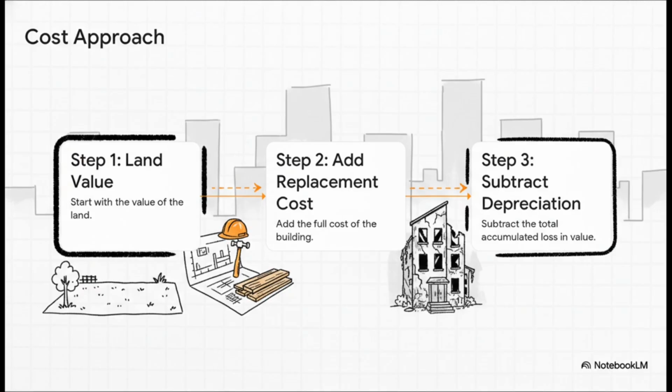Step 1, figure out what the land itself is worth. Step 2, add the full cost to build a brand new building on it. That's our replacement cost. And then, step 3, and this is the kicker, you have to subtract value for all the age and wear on the old building.